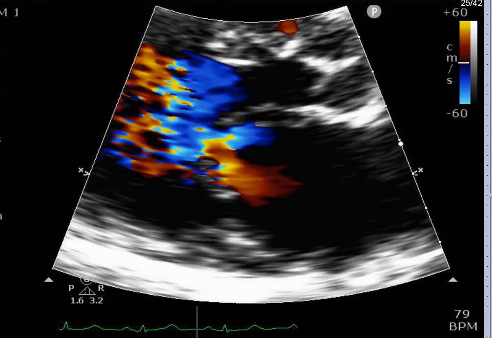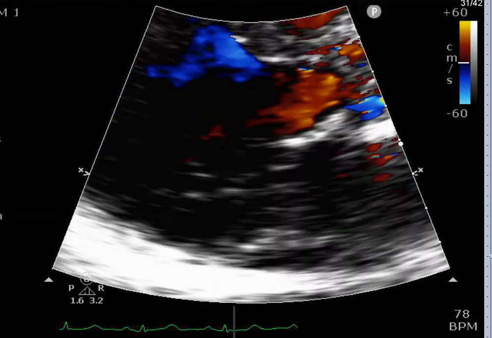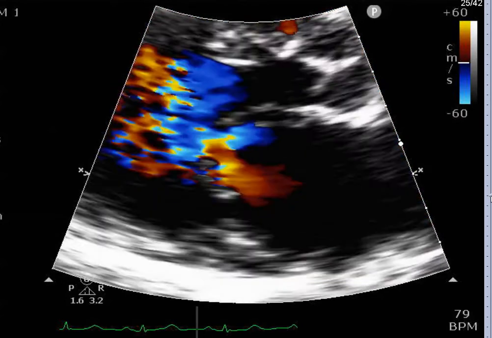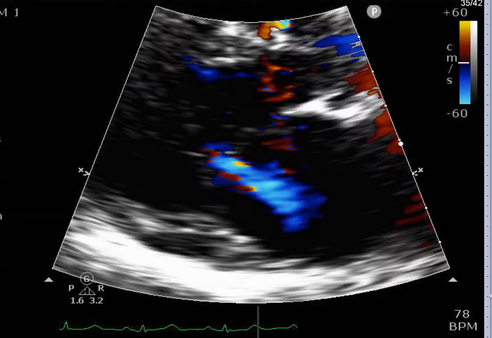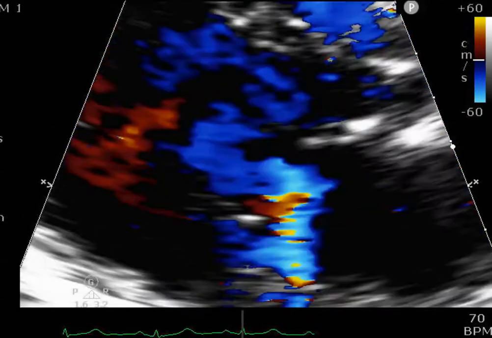There's turbulence, whereas we're used to seeing turbulence in systole. Here we are having it during diastole, which indicates to you that the mitral valve diastolic flow is going through a very small orifice. Here you see it again, the turbulence.